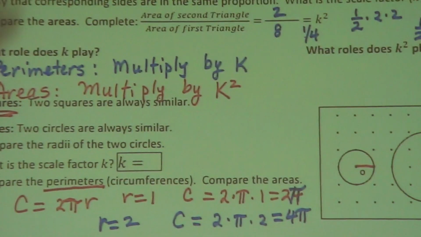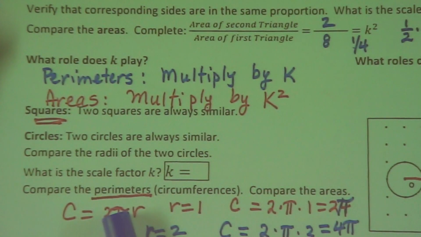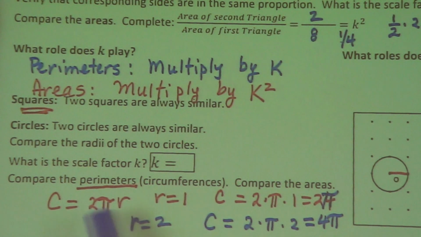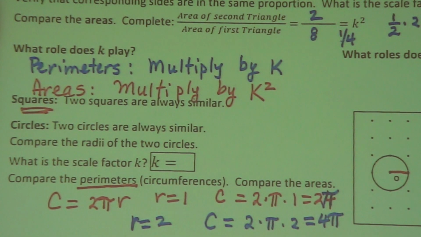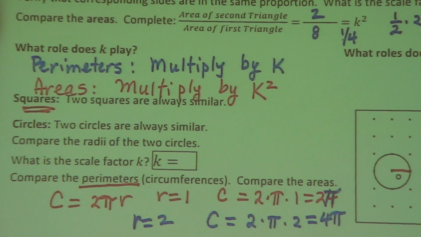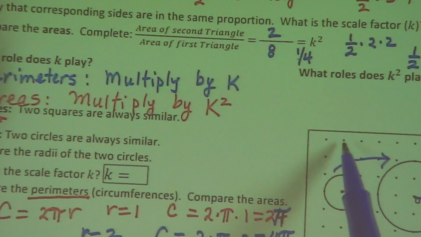What role does K play? Remember, perimeter, you multiply by K. So if I were to take the first circle and the second, and I want the perimeter, let us say this is 2 pi. If you were to multiply it by 2, in this case, you're going to get 4 pi, which is true. To get from here to there, my K is 2.